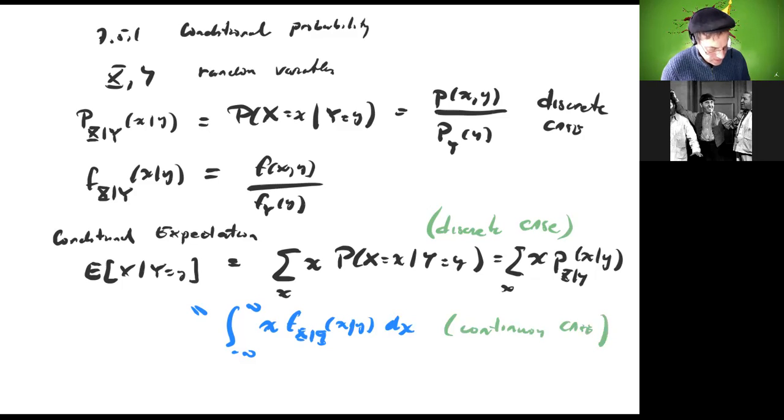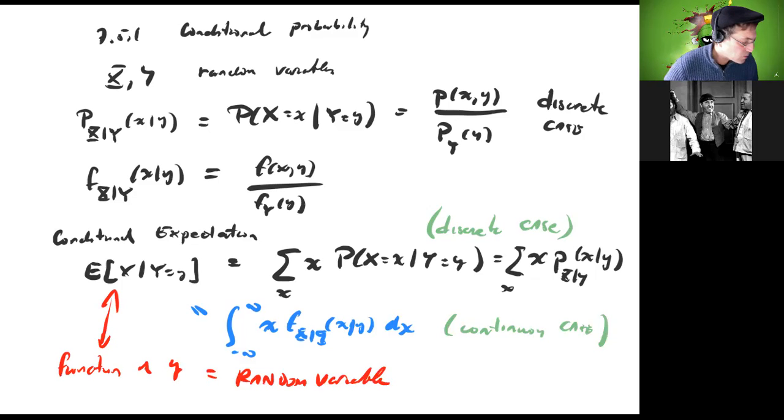So notice, for a given y, this is a number, but you should think of this as actually a function of the variable y. It's only a number when you plug in y. So this is really a function. In other words, it's a random variable. Okay, so let me give you two examples of this. One will be a discrete case, and the other will be a continuous case.